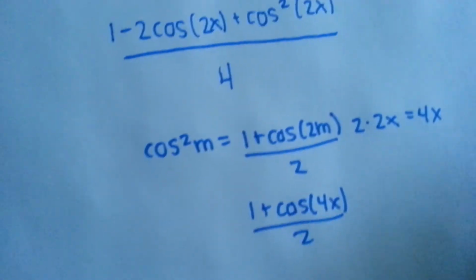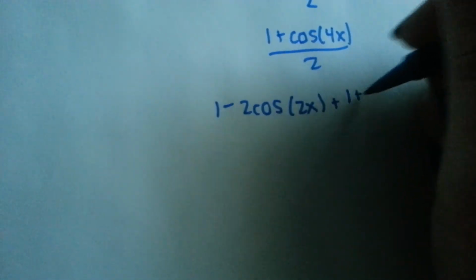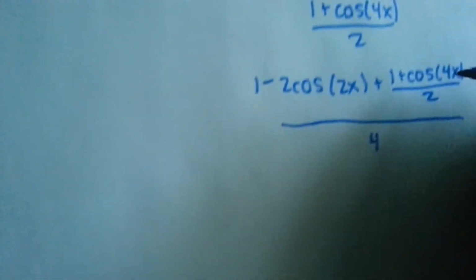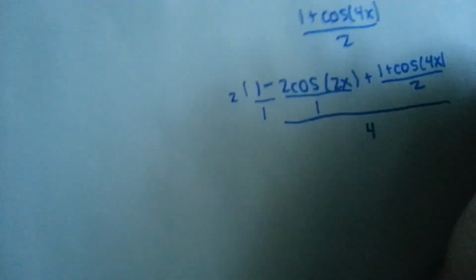So now we're going to plug this back into our original equation. So we're going to end up having 1 minus 2 cosine of 2x plus 1 plus cosine 4x over 2, and this is all over 4. So now we have a fraction over a fraction, so let's not make that confusing. We know this is over 1 and this is over 1, so we're going to multiply this times 2 so it has the same denominator.